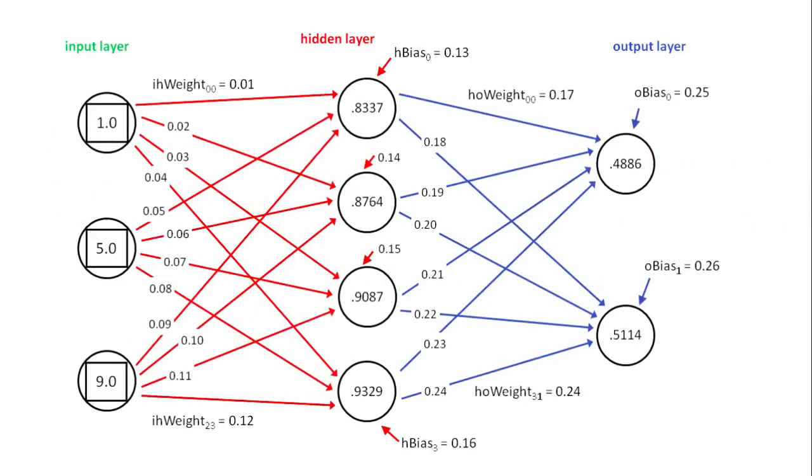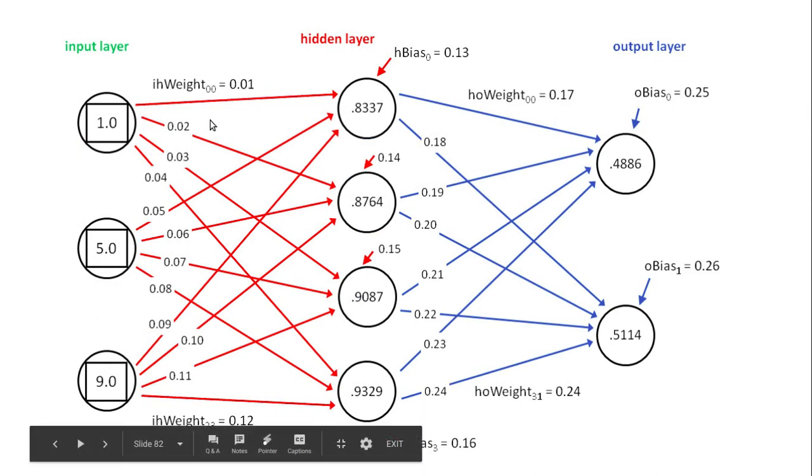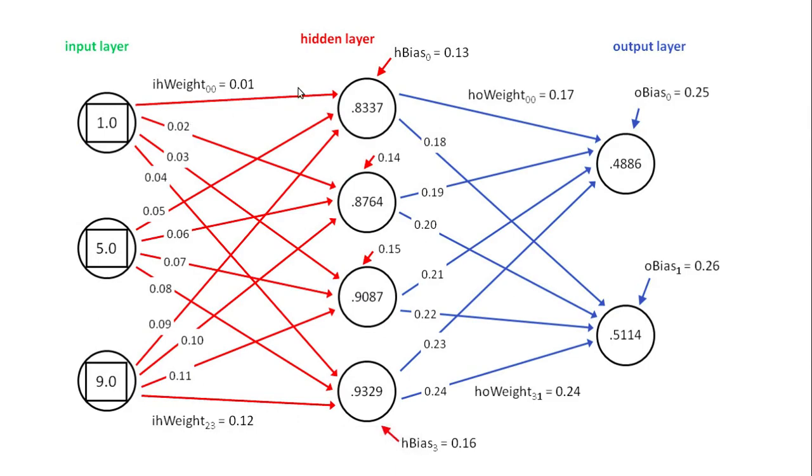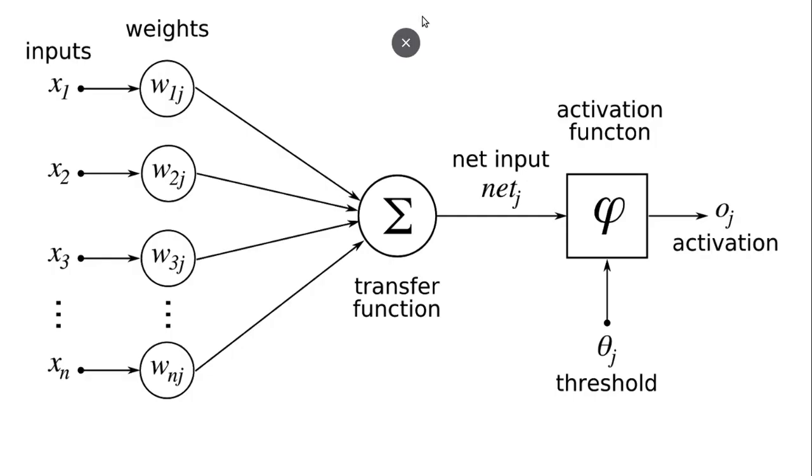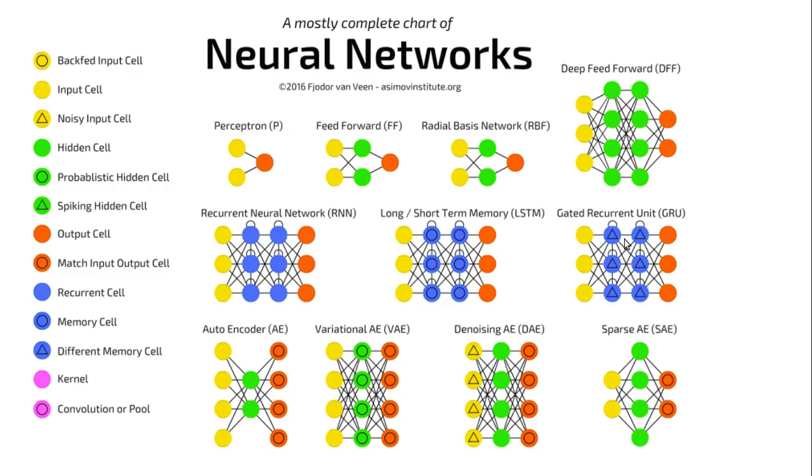So these are the weights, everything on the top: 0.01, 0.02, 0.03, 0.04. So the input gets multiplied by that. Once that happens, we use a transfer function, and we use an activation function. This activation function could be many things based on what we want to do.